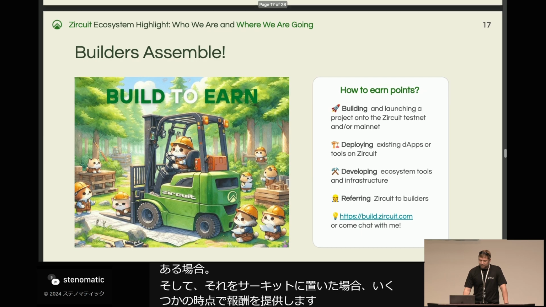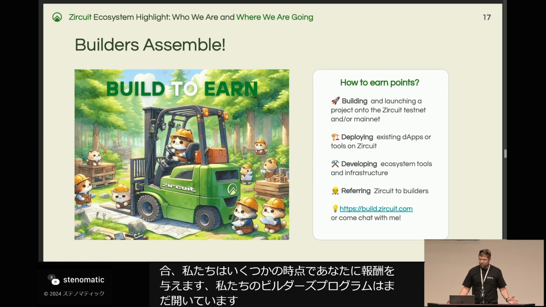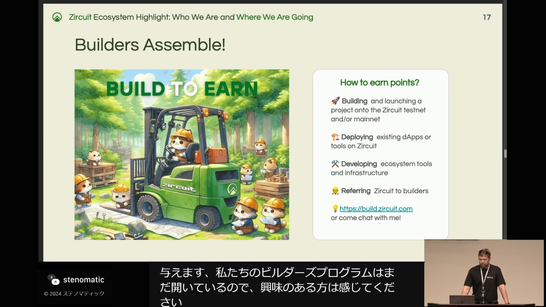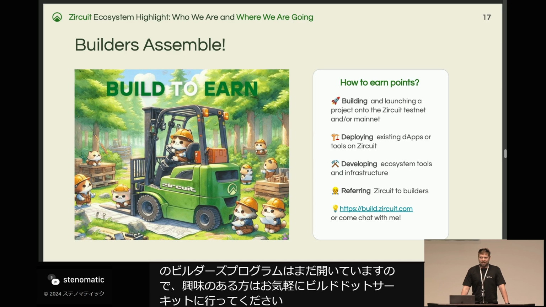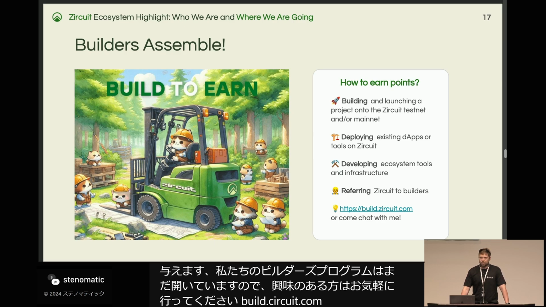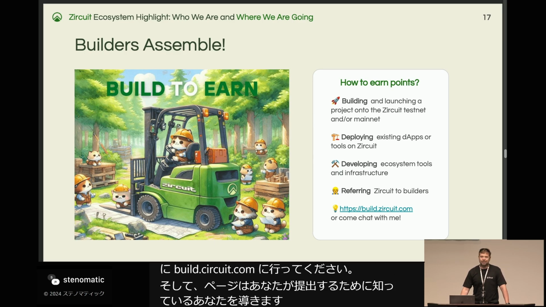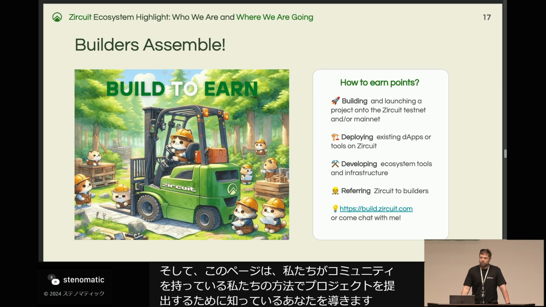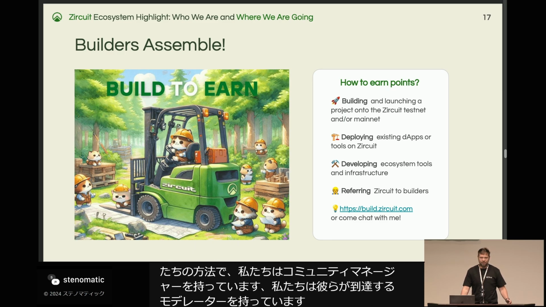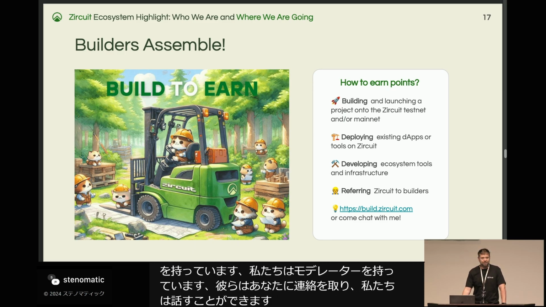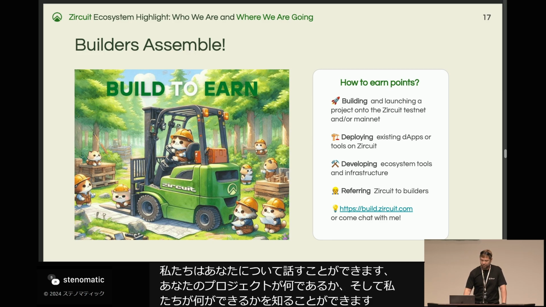Our Builders program is still open, so if you are interested, feel free to go to build.zircuit.com. And the page will guide you for submitting the project our way. We have community managers, we have moderators, they will reach out to you and we can talk about what your project is and what we can do for you in general.